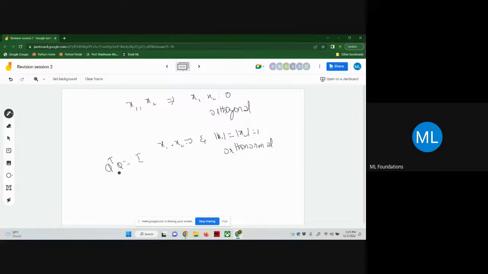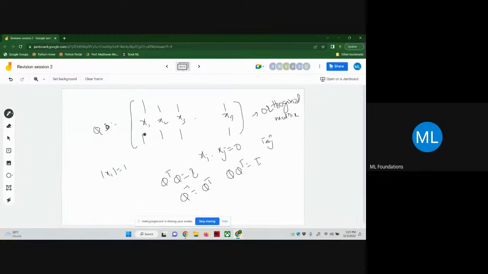But for Q transpose Q to be equal to I, Q must be orthogonal; this should be satisfied. So the takeaway for me is that there is nothing called an orthonormal matrix. Yes, it is orthogonal only.